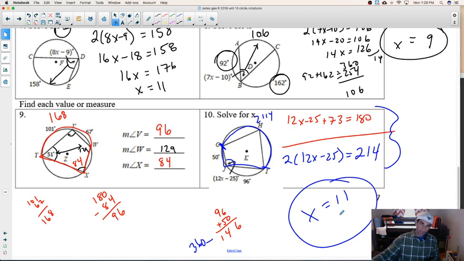The next page on this packet can give you even more practice with all the stuff that we just learned.